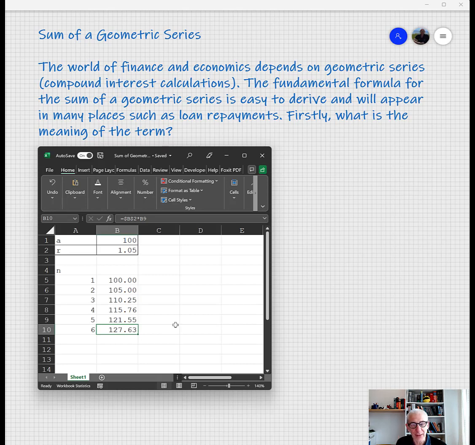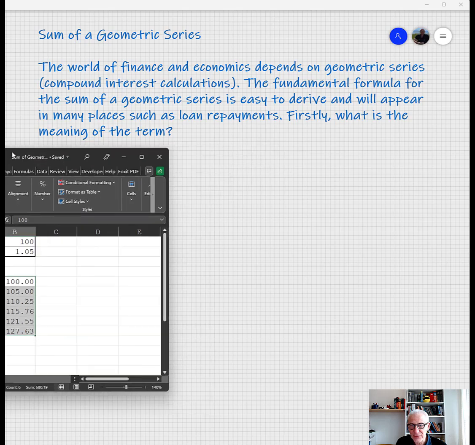A series, however, is what happens when you add all of these numbers up. You can see here down in Excel at the bottom, 680.19. That is the sum of this geometric series. So I'll just say it again: a series is where you add up the members of a sequence, and the idea is fundamental to understanding a lot of what happens in finance and economics.